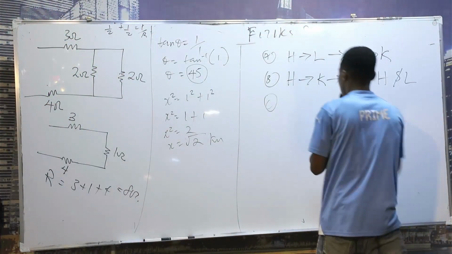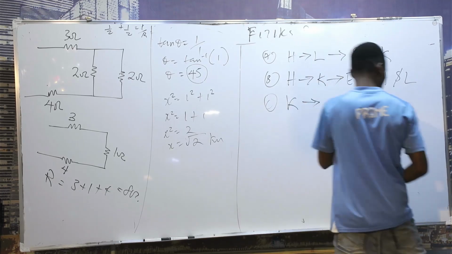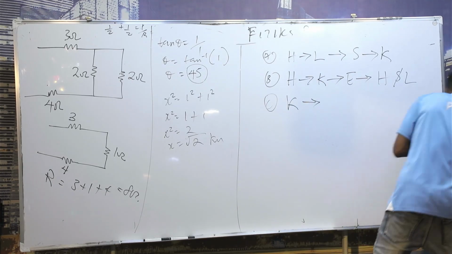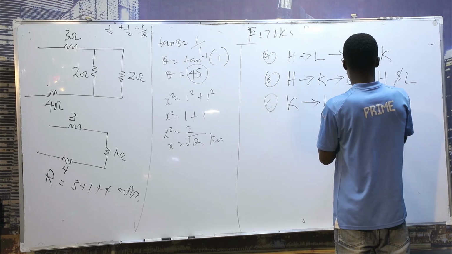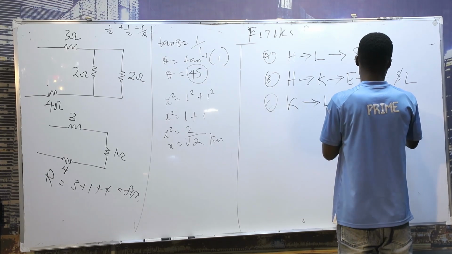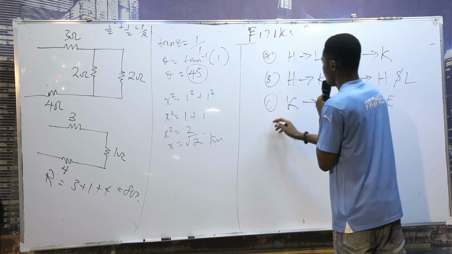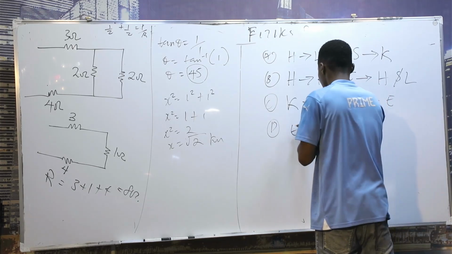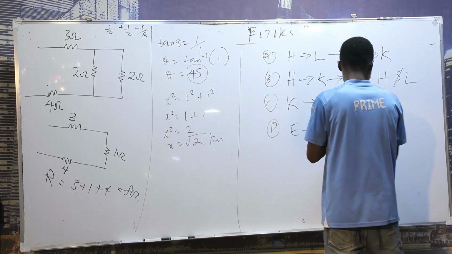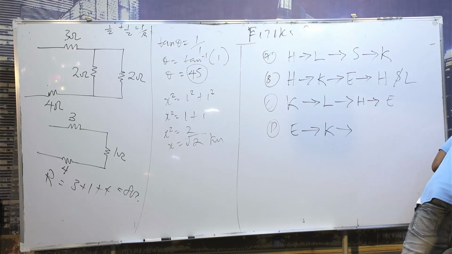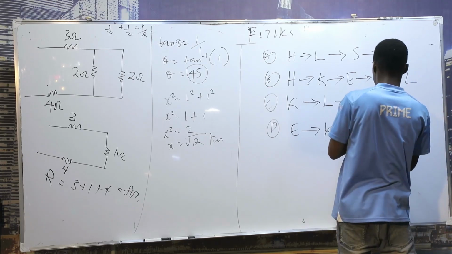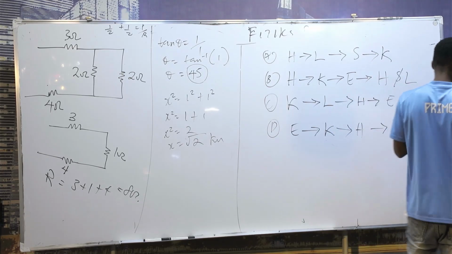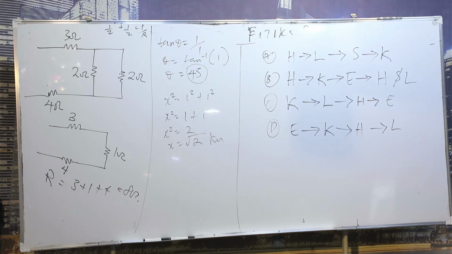Option C, kinetic to light to heat to electricity. Then option D, electricity to kinetic to heat, then to light. So what is the energy conversion that happens?